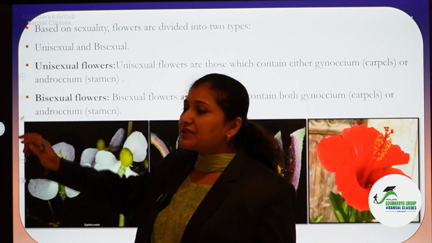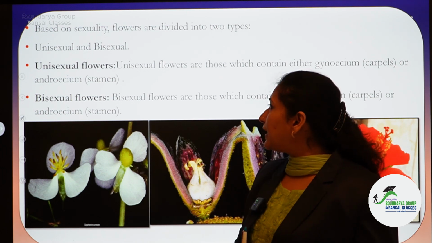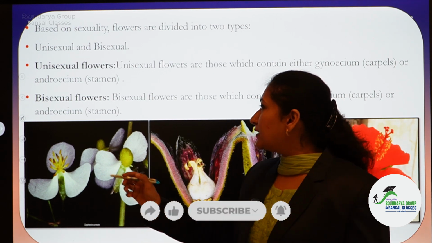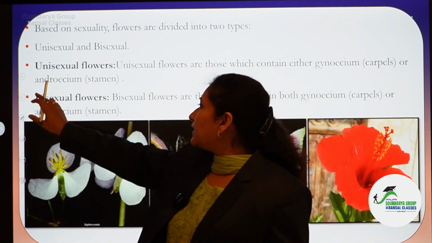If a flower has only one reproductive organ, we call it a unisexual flower, staminated if stamen is there, and if pistil is there, pistillate. Then a bisexual flower means all 4 whorls will be there.